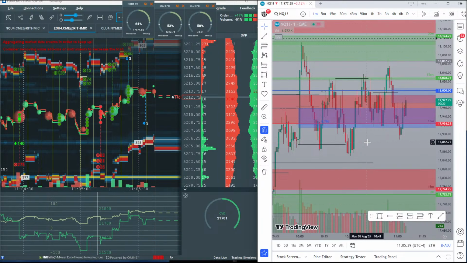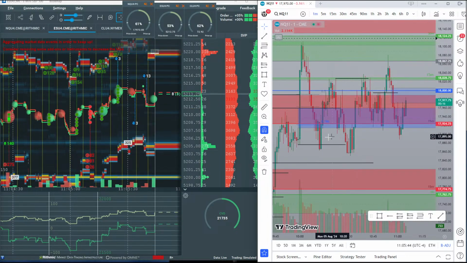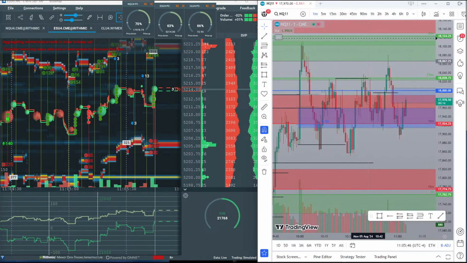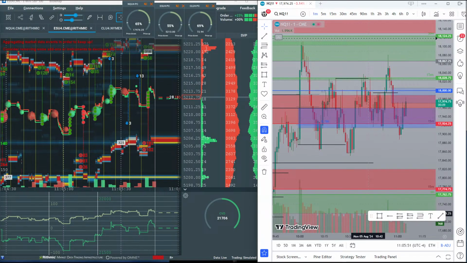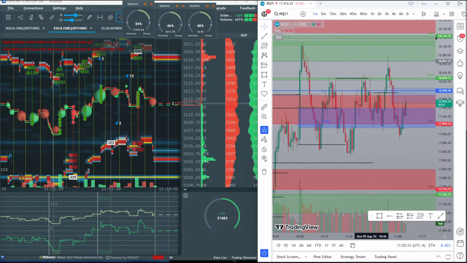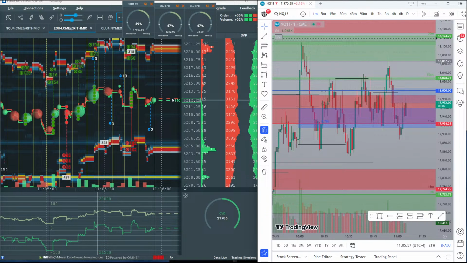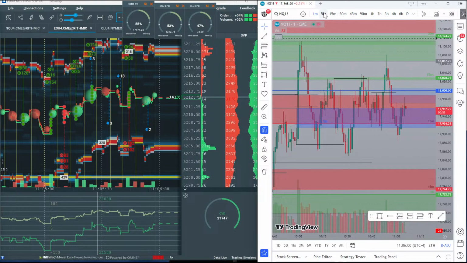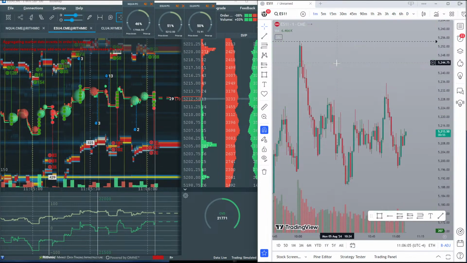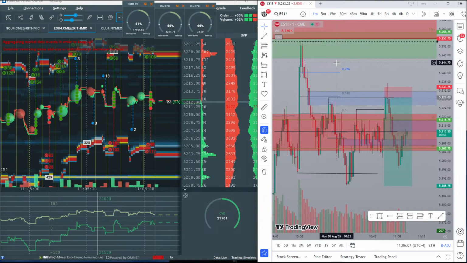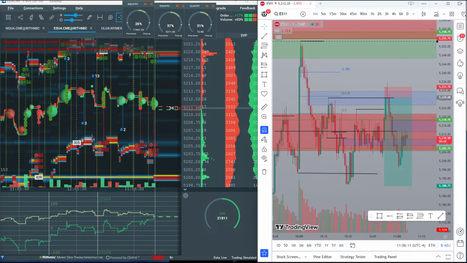VIX is trying to push higher. I don't trust it. Yeah, I'm not a fan. I mean, I like that we're tapping it a bunch of times. I don't want to play with it.